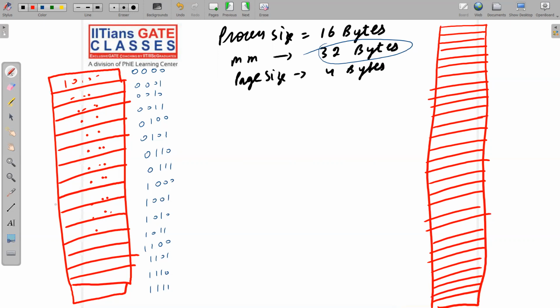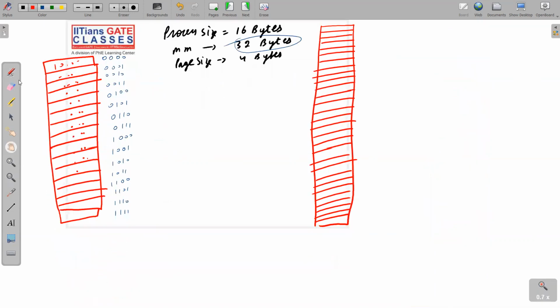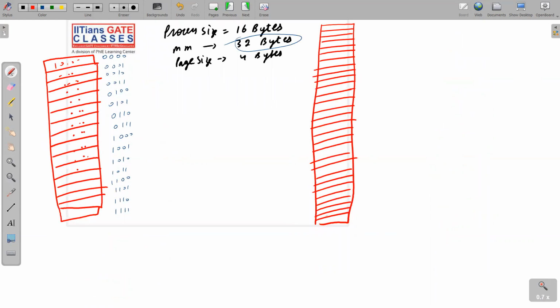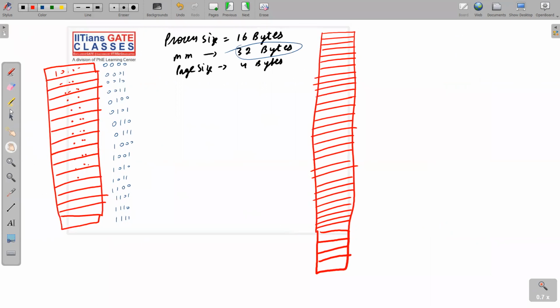Then 28, then 29, 30, 31. Okay, so I think you have got it. This is 32. Okay, so how we will keep the addresses? So just for the sake of completion, I will copy this out.